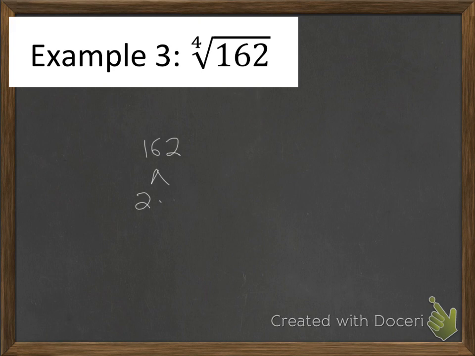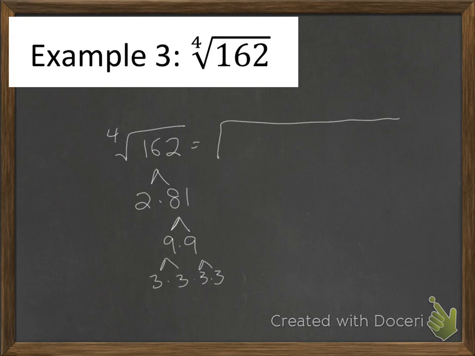So I'm noting that 162 is an even number, so that's 2 times 81. So 162 is 2 times 81, so then what should we do? Well, 81 is 9 times 9. 9 is 3 times 3, and 9 is 3 times 3. So the fourth root of 162 becomes the fourth root of 2 times 3 times 3 times 3 times 3.